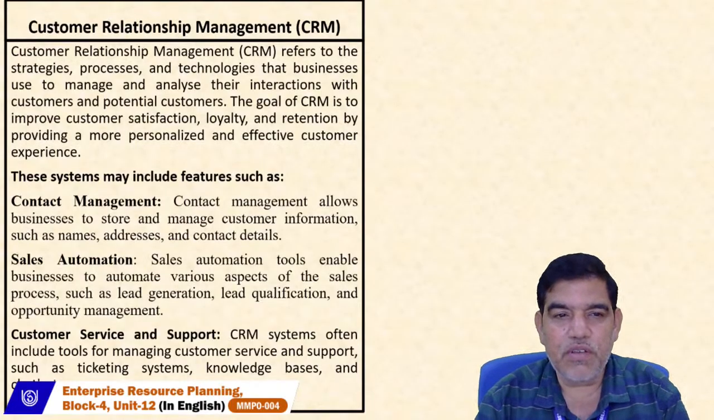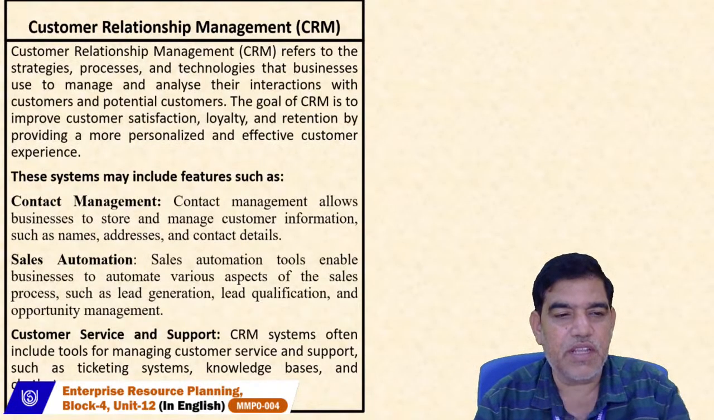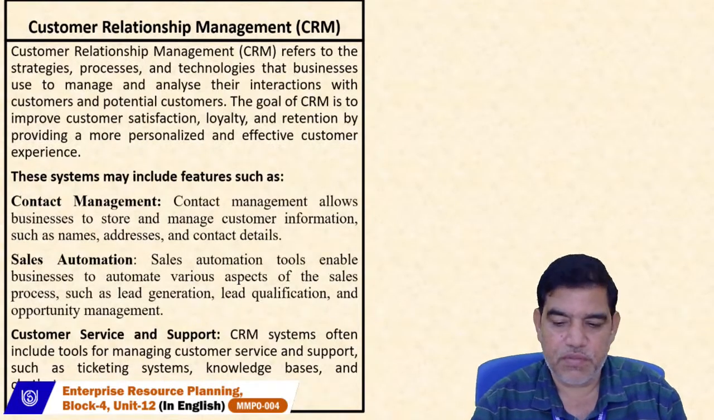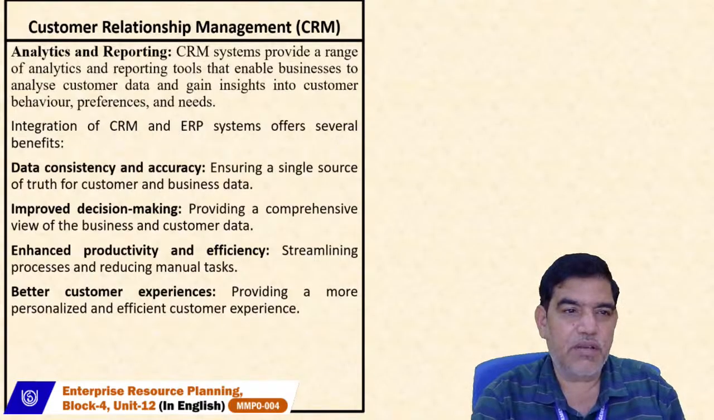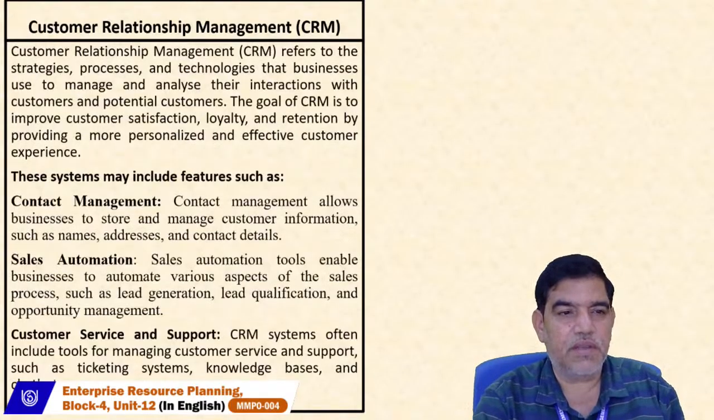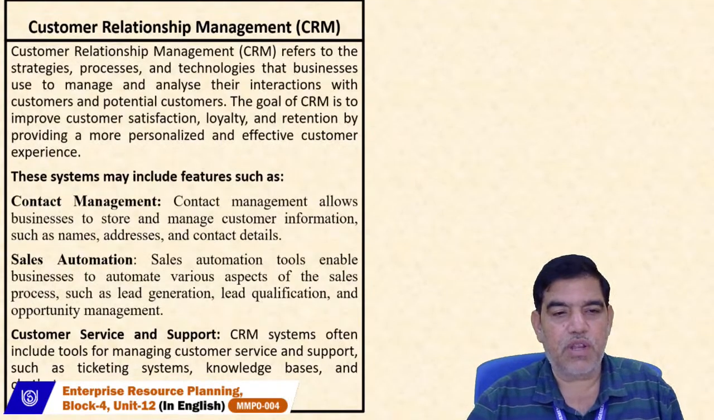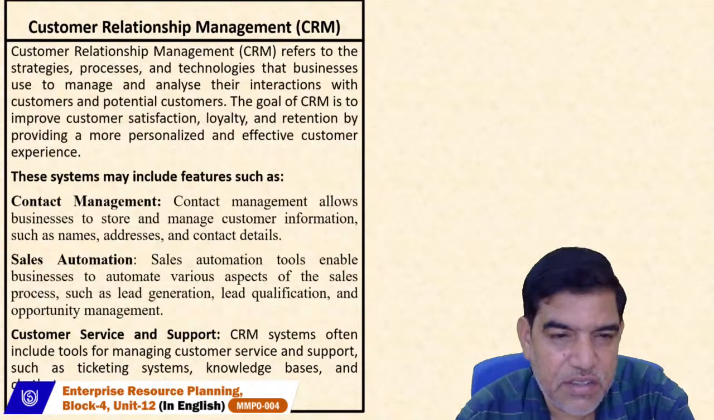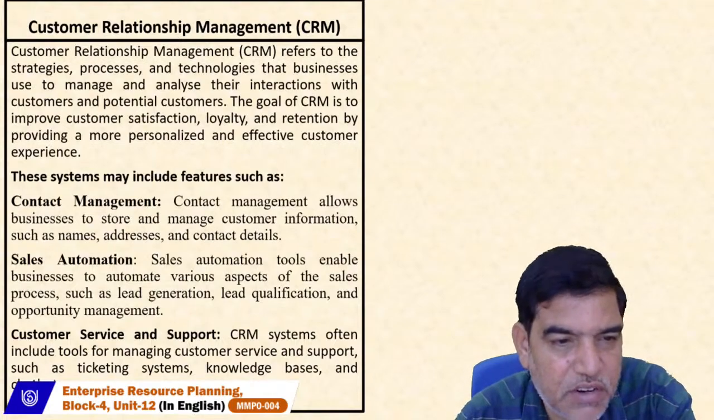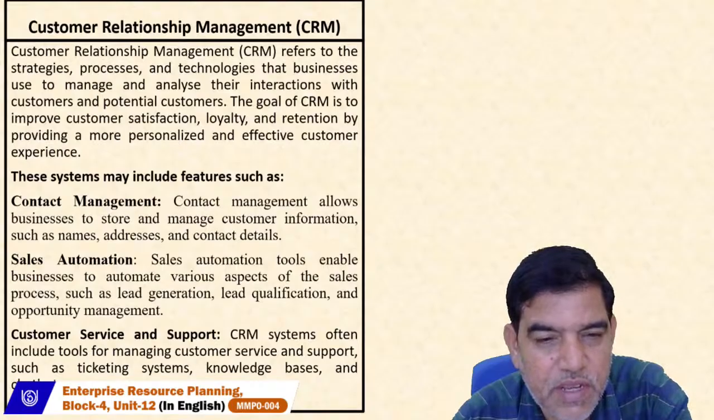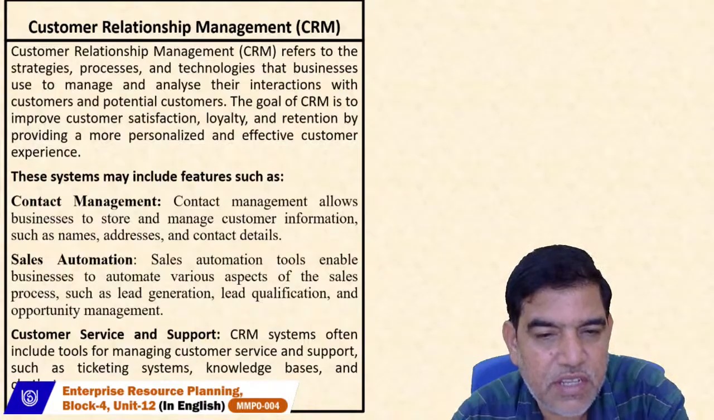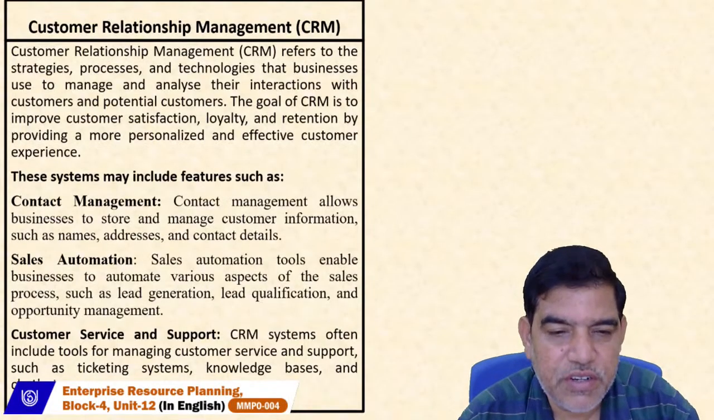These systems may include features such as contact management, sales automation, customer service and support, analytics and reporting. So, what are the main features? Contact management allows businesses to store and manage customer information such as names, addresses, and contact details. Sales automation means it enables businesses to automate various aspects such as the sales process, lead generation, lead qualification, and opportunity management.